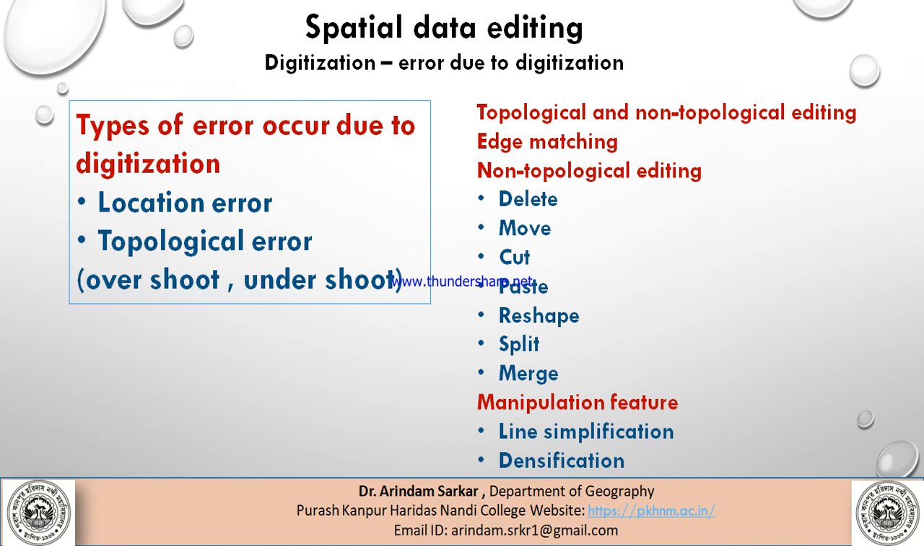Now, the most important thing is spatial data editing. That is also called, you can understand, the digitization error, the error that occurred due to digitization. Then what types of error occur due to digitization? Number one, locational error can occur and topological error can occur. There are 2 types of topological error: one is overshoot, another one is undershoot. Topological and non-topological editing and edge matching are very essential in spatial data editing.